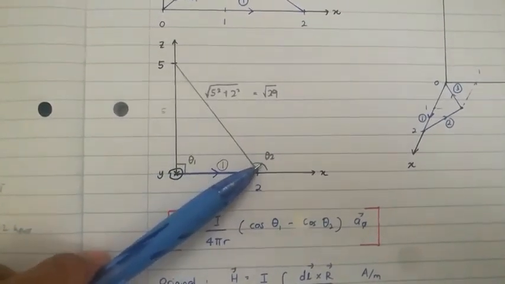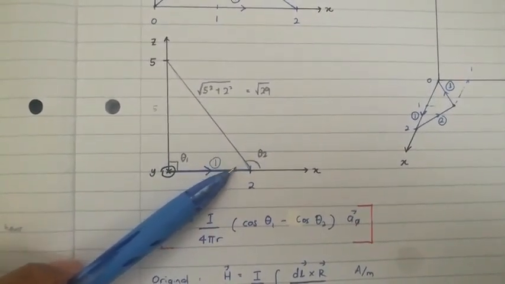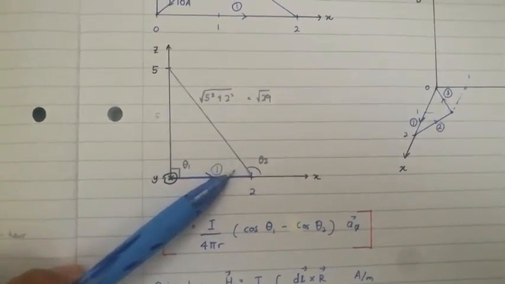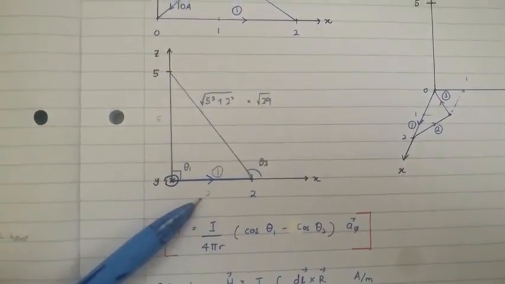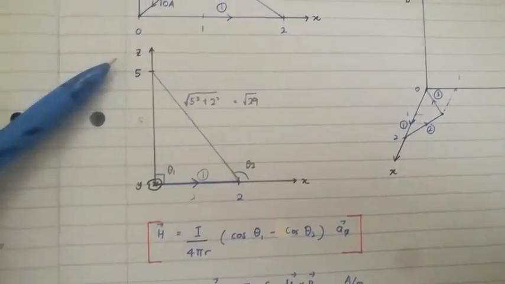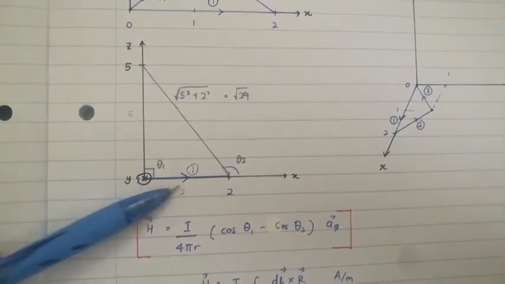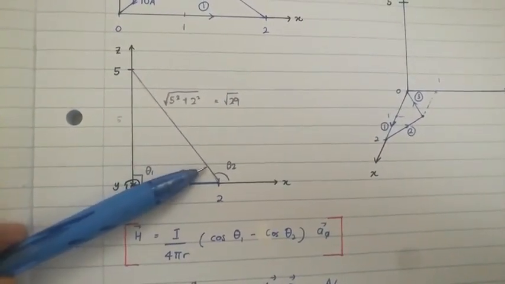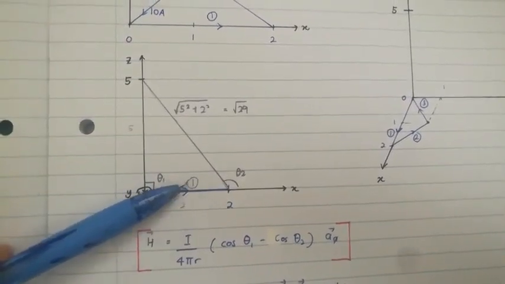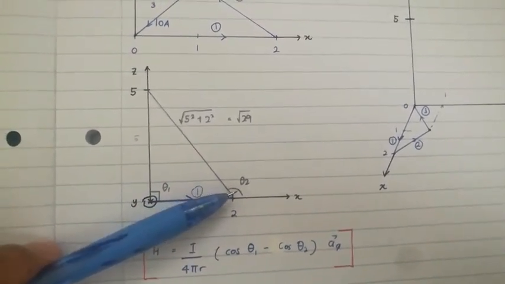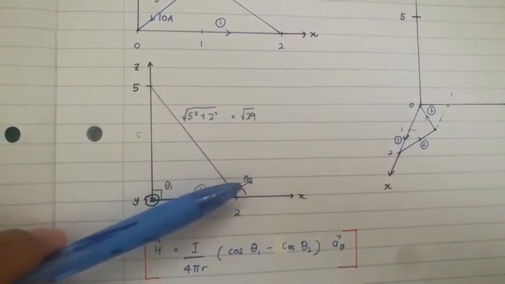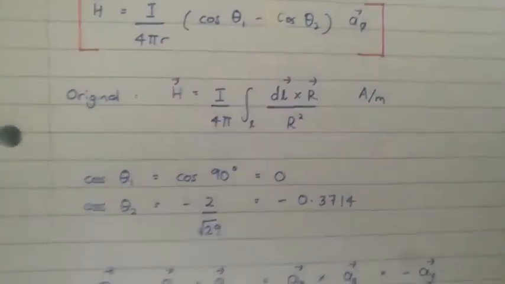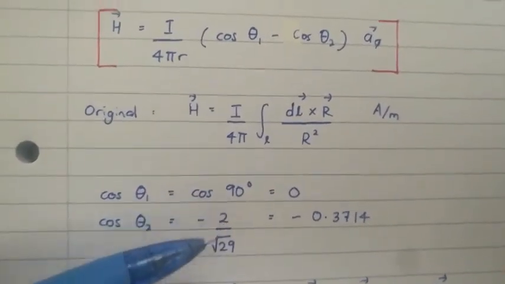Meanwhile, for theta 2, we can find the angle inside here. The cosine of the angle inside is adjacent divided by hypotenuse, square root 29, because we already know the height here is 5 and the length here is 2, so we can find the hypotenuse. So cos theta inside is 2 divided by square root 29. But because we want to find the angle outside, we just need to apply a negative. So we get cos theta 2 equals negative 2 divided by square root 29.